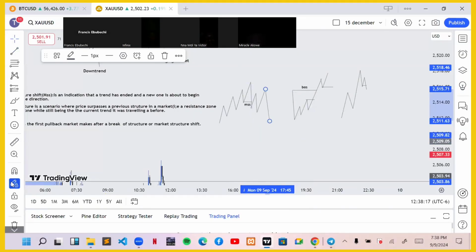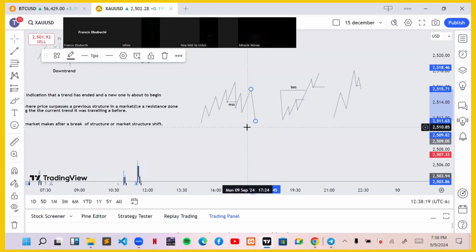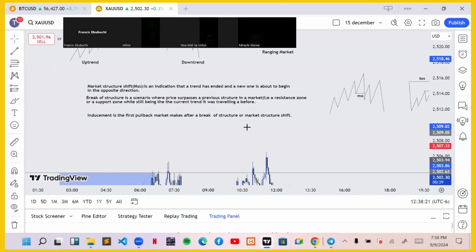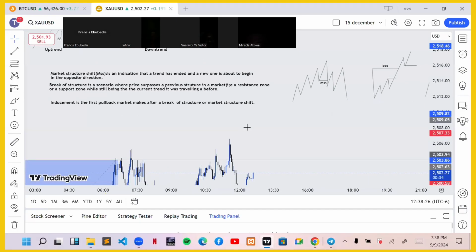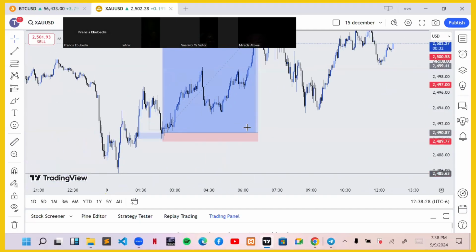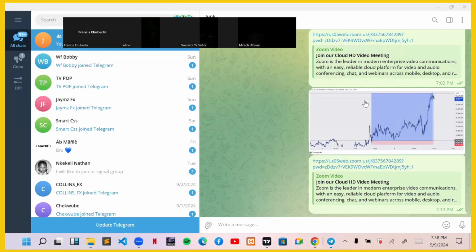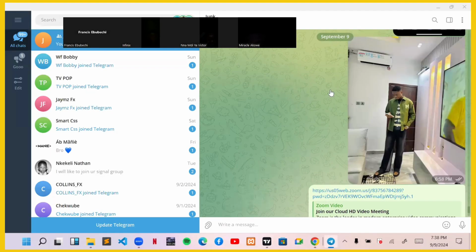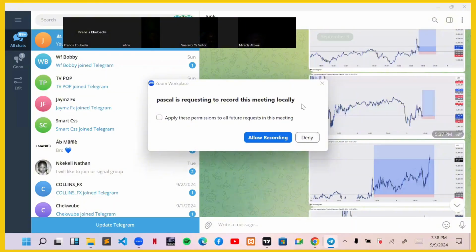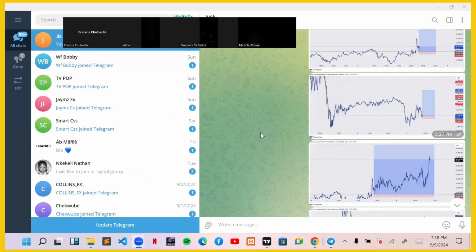So the inducement is what I use as my liquidity. The inducement is the first pullback that market makes after a break of structure or a market structure shift. So I want to find a chart with a break of structure and show you guys. This trade, I took this trade today. This is a gold trade. This is the before of the trade, when I had the analysis here. And this is the current outcome.